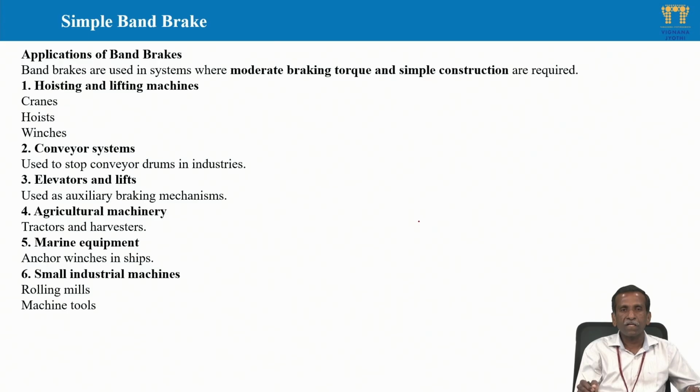Before that, let us see the applications of band brakes. Band brakes are used in systems where moderate braking torque and simple construction are required. In practical applications, they are used in hoisting and lifting machines, cranes, hoists, winches, and conveyor systems. They are also used in industries, in elevators and lifts as a braking mechanism, and in agricultural machinery, marine equipment, small industrial machines, rolling mills, and machine tools. These are the applications of the simple band brake.